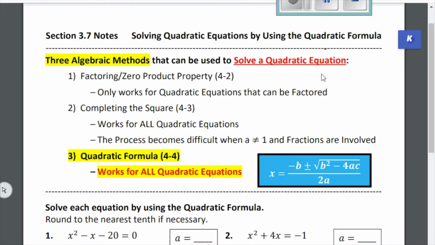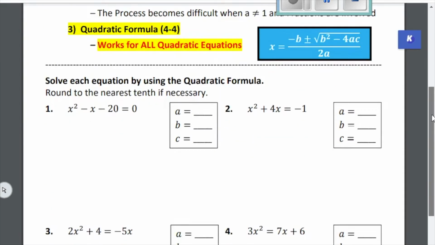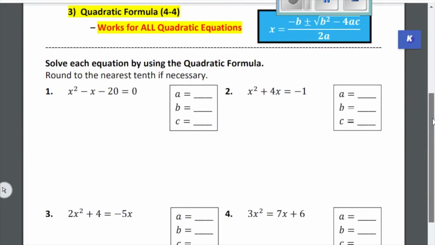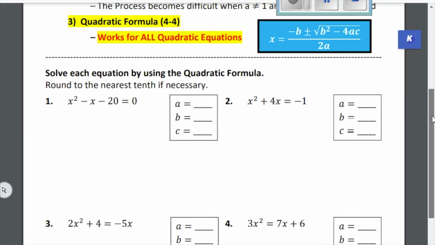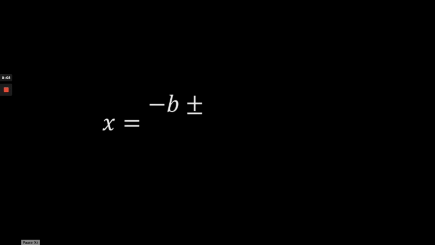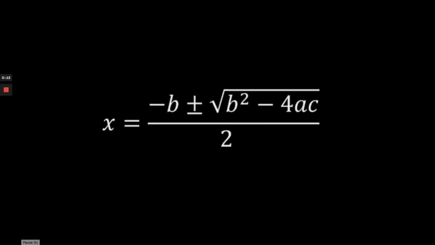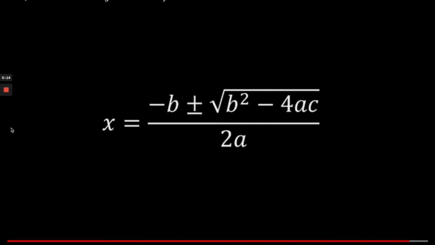So let's talk a little bit about the quadratic formula. I will probably stop and let you watch the video one more time because you're going to need to memorize it. X is equal to negative b plus or minus the square root of b squared minus 4ac all over 2a.